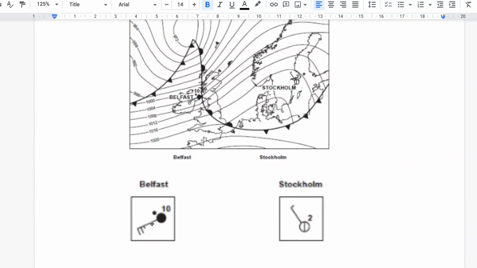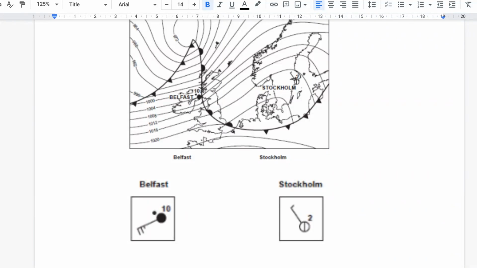So why the difference in wind direction? Well, this is where we need to start looking at the isobars, not the weather fronts. So the wind direction in Belfast, this is a low pressure area. How do we know it's low pressure? Well, it's because we're in an area between two weather fronts. Automatically, that must be low pressure. These weather fronts come with low pressure air systems. We also have 1004, which is very close to the 1000, and it's certainly lower than Stockholm, which is near the 1016 line. So Belfast has lower air pressure.